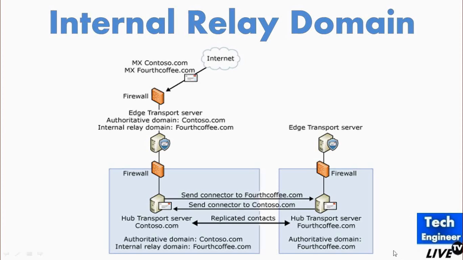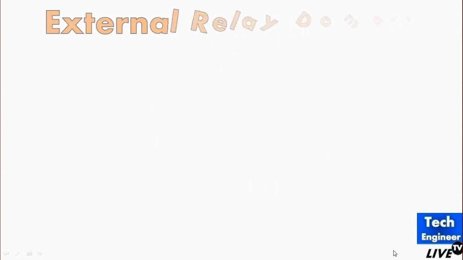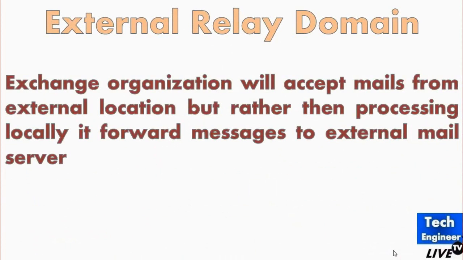Now, an external relay domain is a little bit different. What exactly is an external relay domain? The Exchange organization will accept mails from an external location, but rather than process them locally, it will forward the message to an external mail server. It means that it will continue to accept the mails, but it will not process them locally, and it will forward them to the external mail system, whatever it is.